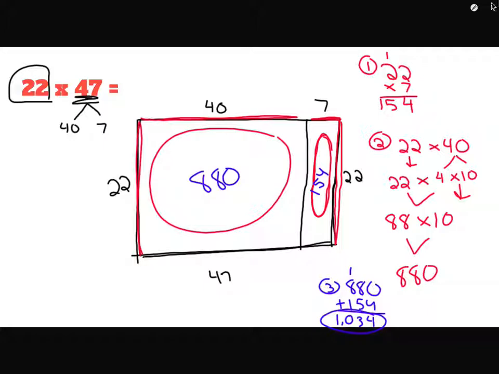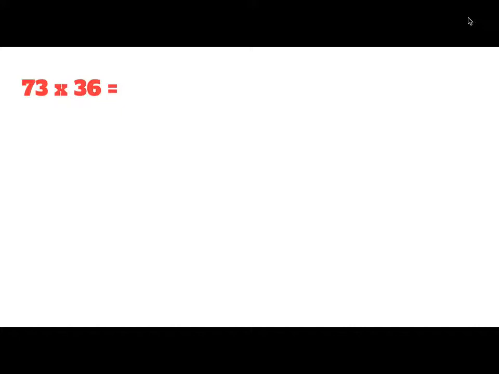Okay, we have one last problem that I want you to try. This one is 73 times 36. Okay? And when you're ready, after you've tried to solve it, press play and listen to me explain it.